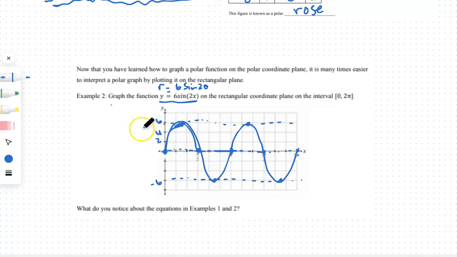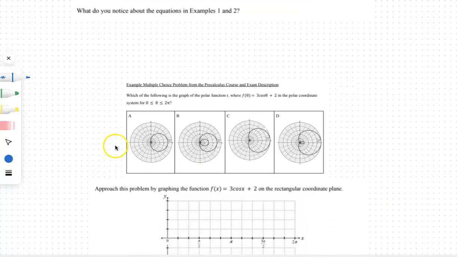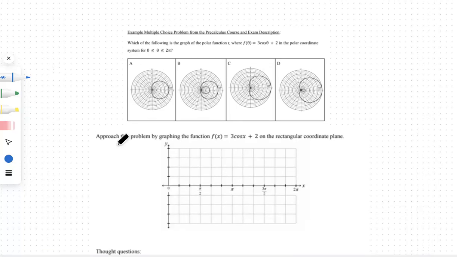So that's going to hold every time. On a polar graph, as the graph moves away from the pole, that is the same thing as on a rectangular graph, the graph moving away from the x-axis. The graph moving toward the pole on the polar graph moves toward the x-axis on the rectangular axis. That is going to help us answer multiple choice questions.